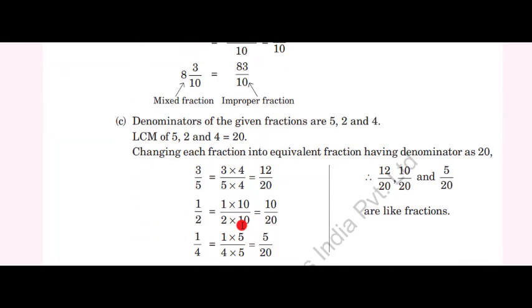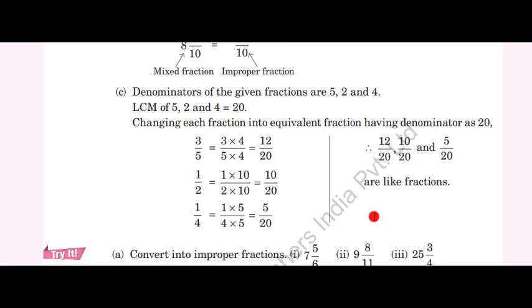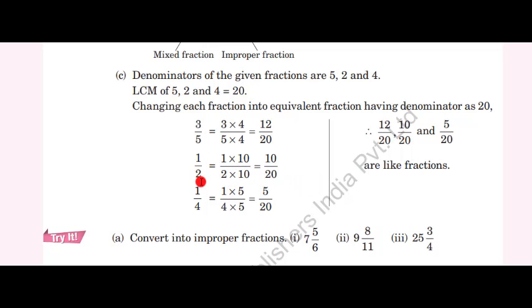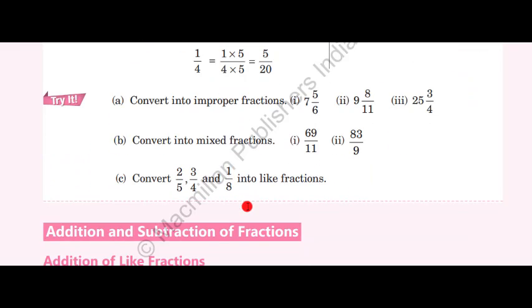Now let us come to the C part. The denominators of the given fractions are 5, 2 and 4. LCM has been taken as 20. Multiplying by the number such that the denominator comes out to be 20 in each case, we get in this manner the like fractions. These are said to be like fractions, the fractions having the same denominator. So we can convert any type of fraction, or we can say unlike fractions, to like fractions by multiplying by the respective numbers. Now try this part, you have to do it in your classwork copy.